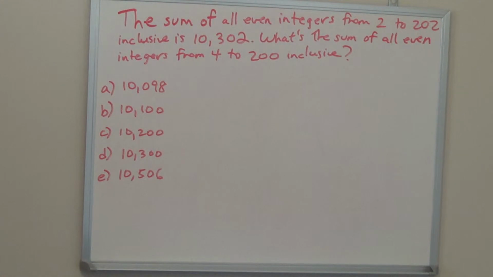But what could we do here? Kids always say, oh, there's got to be a formula. There's a formula. You could know these formulas. It's just an arithmetic sequence with a common difference of 2, and the first term is 4. You got to figure out how many terms there are. But forget all that. Forget all that.